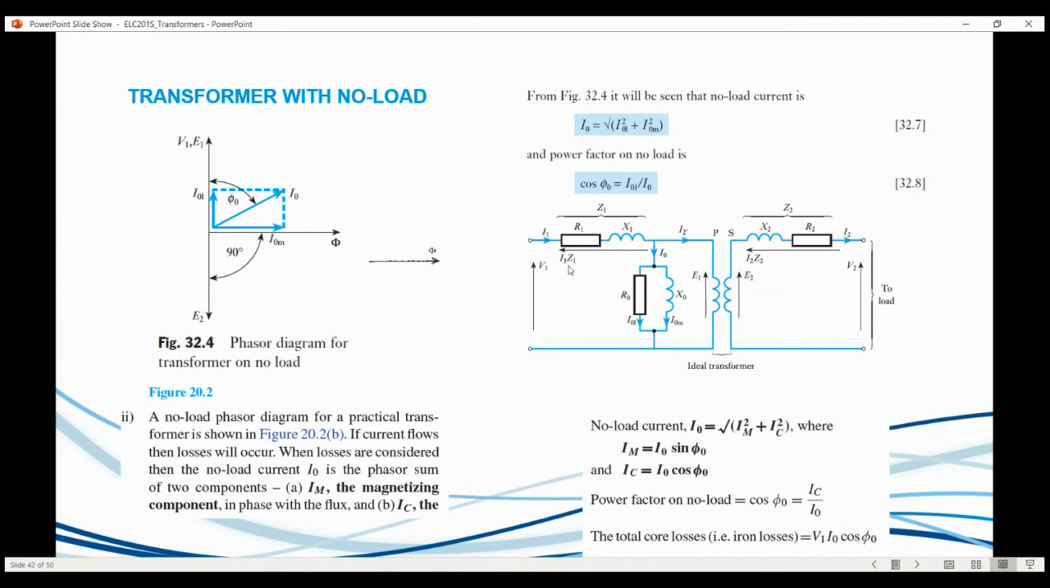So what we actually have is that we supply V1, we get the current I1, and then current I1 is split into I0 and I2 prime, right? So you can imagine the current splitting. And then I2 prime is going through the core. Now this, well, this is the core.